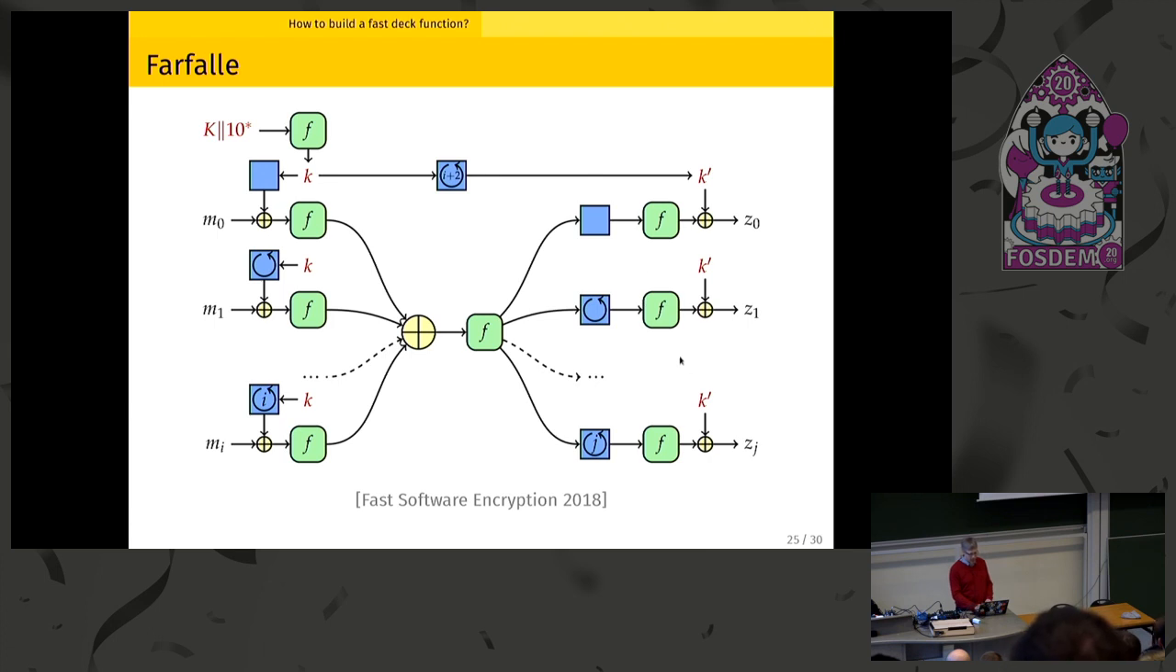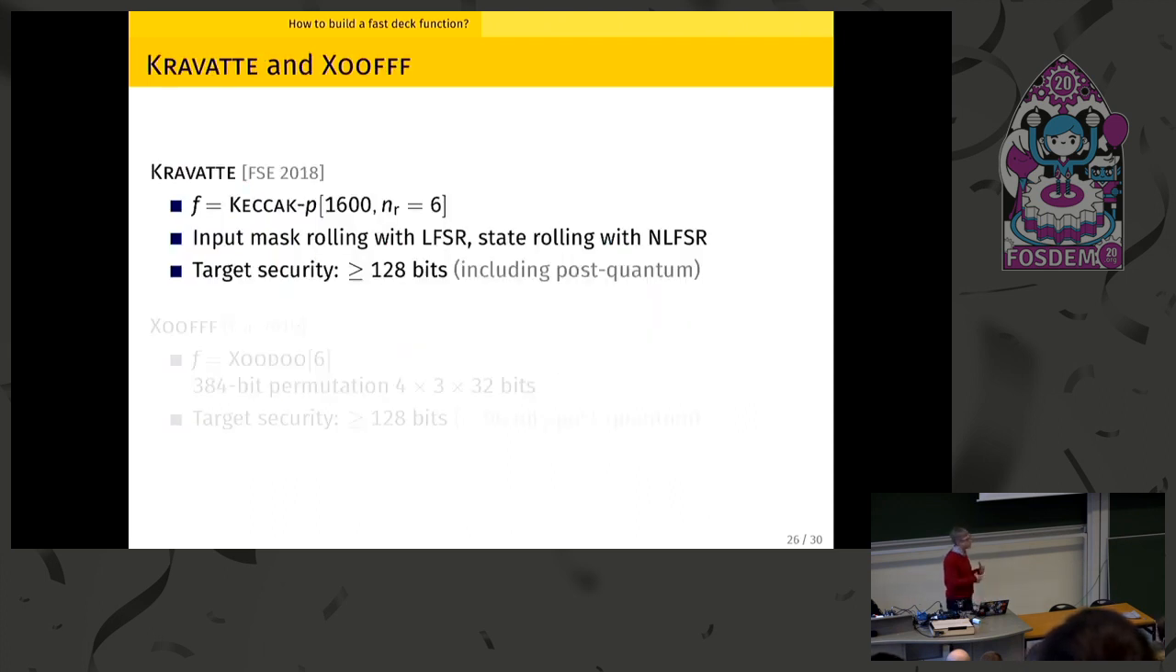And the same goes for the output. All these Fs, all these permutations can be computed at the same time. So basically, we define two instances of ciphers based on Farfalle. The first one is called Cravate, and Cravate uses a Keccak-p permutation reduced to six rounds, so that's one F. We claim that it has a security of 128 bits, and we claim that it also includes adversaries who would have access to a quantum computer. So Cravate is fairly fast. The only disadvantage is its big block size of 200 bytes.